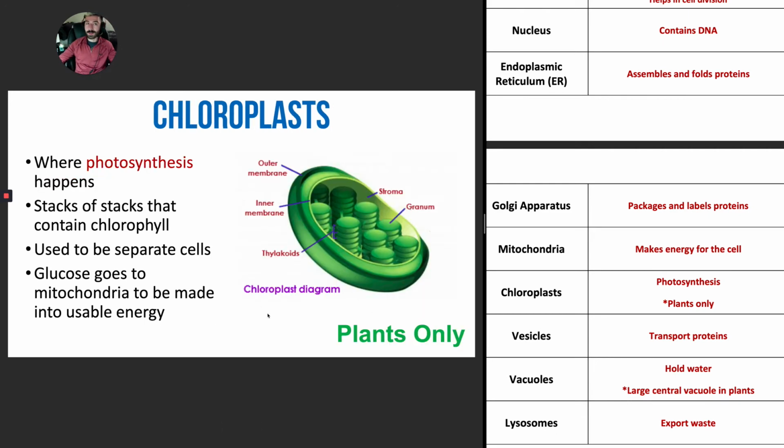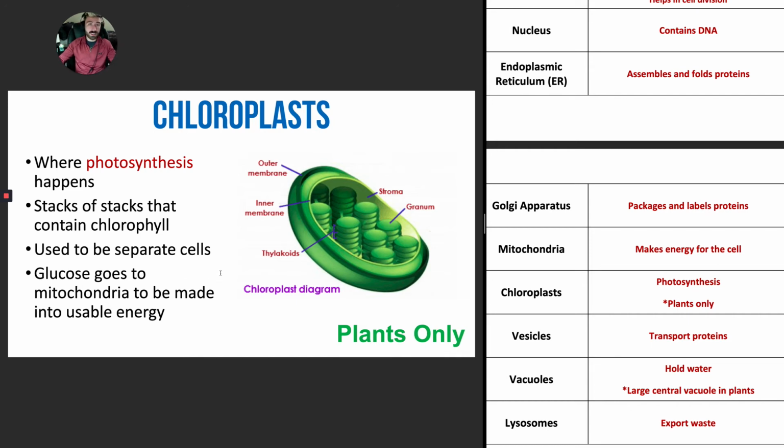Chloroplast, I said I would talk about these next. These are the other organelle that we think used to be a separate prokaryote, and they have an inner and outer membrane for the exact same reason. Now, these little guys are what make plants green. You can see here that this is green, and it's in plants only. This is where photosynthesis happens.